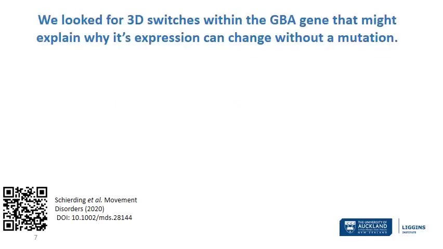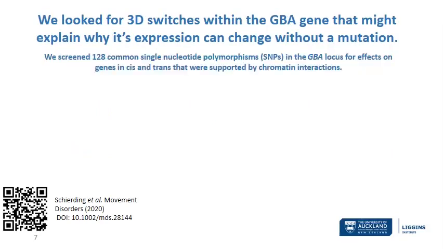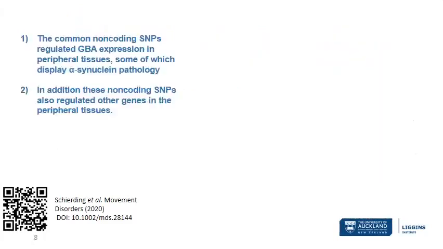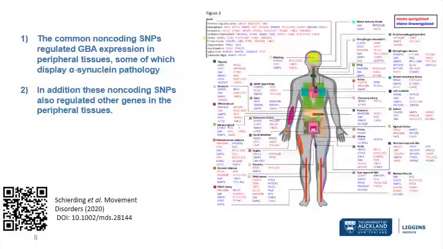So we looked for the 3D switches within the GBA gene that might explain why its expression can change without a mutation. And we screened 128 common SNPs within the locus to see what their effects were on genes in cis and trans. Now, 73 of the common SNPs that we checked actually regulate the expression of GBA, and here they are across the locus. But the key ones that we noted were the ones that were actually within GBA itself. Now, these common SNPs regulate GBA expression in peripheral tissues, some of which display alpha-synuclein pathology. But importantly, they also regulate other genes, modifier genes, that are expressed in other tissues across the human body. And this, we think, is very important for the onset of Parkinson's disease.